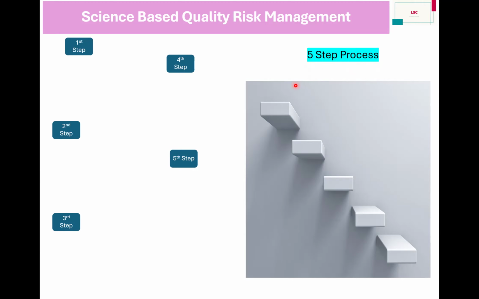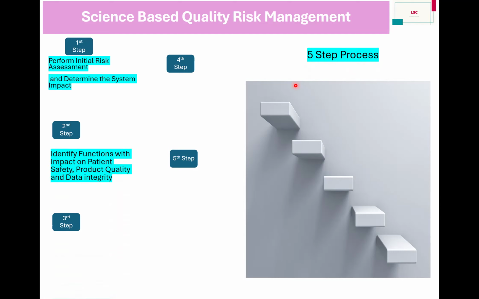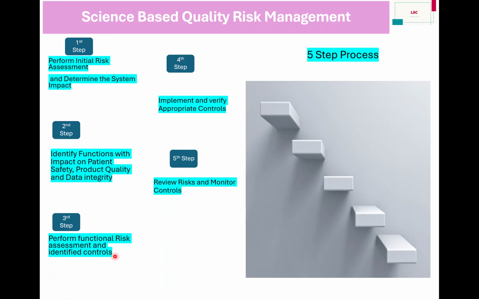In a very simple way, there are five important process steps for risk management. First step, perform initial risk assessment and determine the system impact. We are discussing here your IRA, where you identify the initial risk. Second, identify functions with impact on patient safety, product quality, and data integrity. Third, perform functional risk assessment and identify controls. Fourth is to implement and verify appropriate control. And fifth is to review risk and monitor control. So how do you perform the first step?